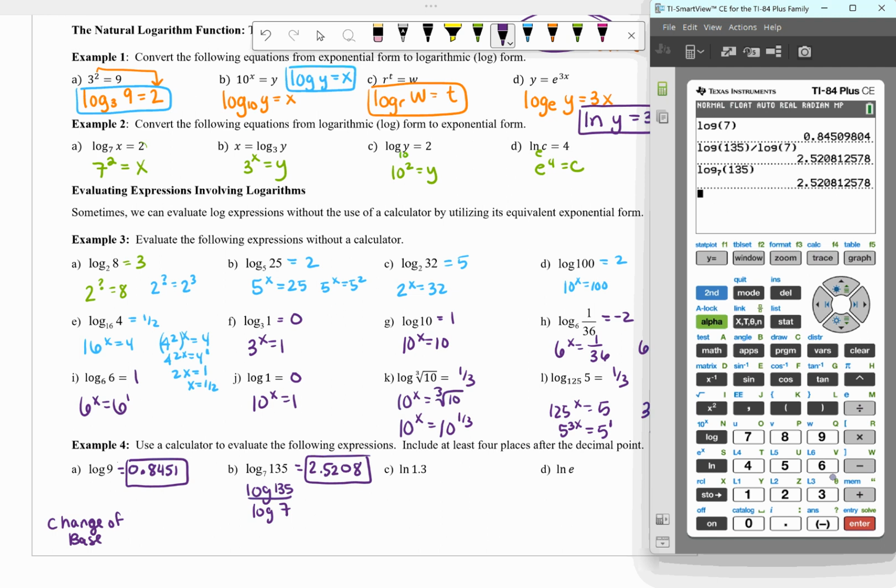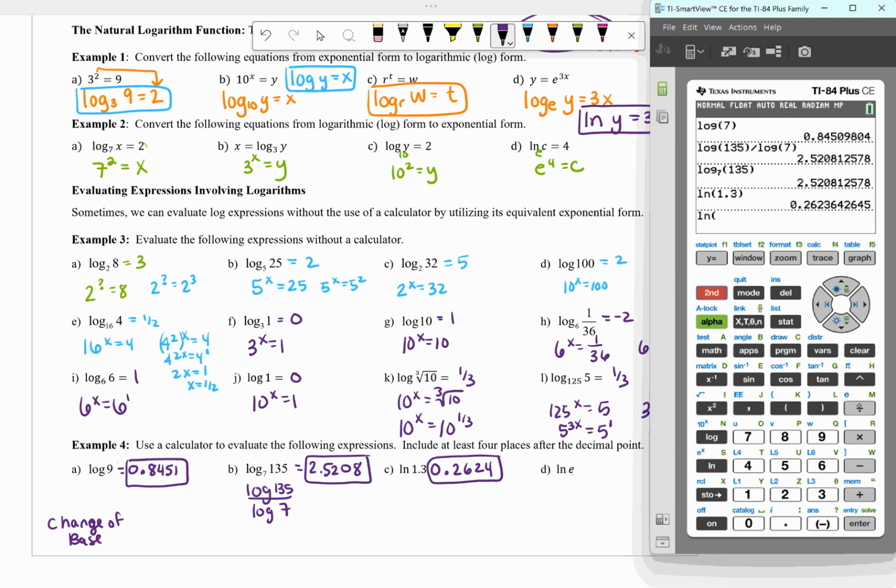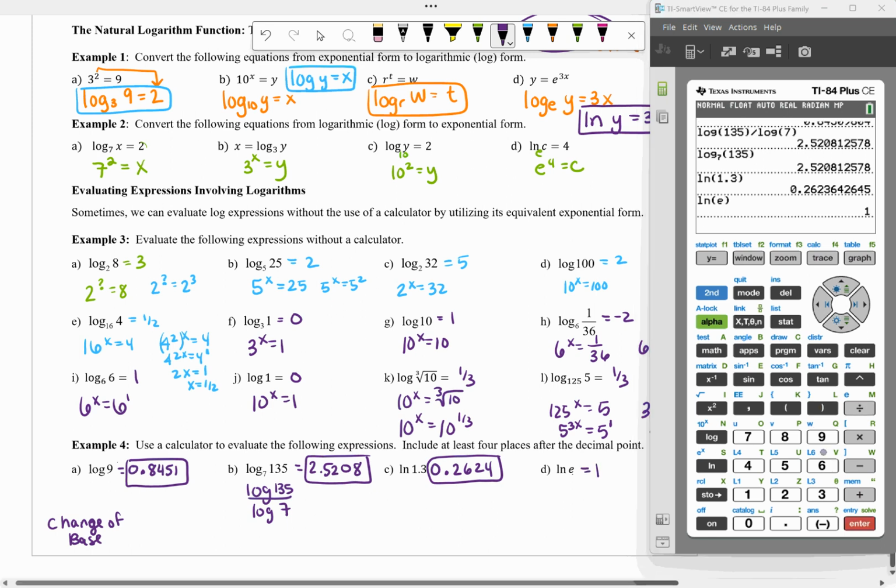For the next two, we are using natural log. In your calculator, below the log button is the ln, or natural log, button. So the natural log of 1.3 gives us 0.2624. And the natural log of e, so remember how to get e in your calculator. You can either do second and the division symbol, see that e right there, or you can hit second ln. Those are two different ways to get e. So that would be equal to 1, which makes sense because this is saying e to what power equals e. Well, e to the first equals e, and that's actually a property.